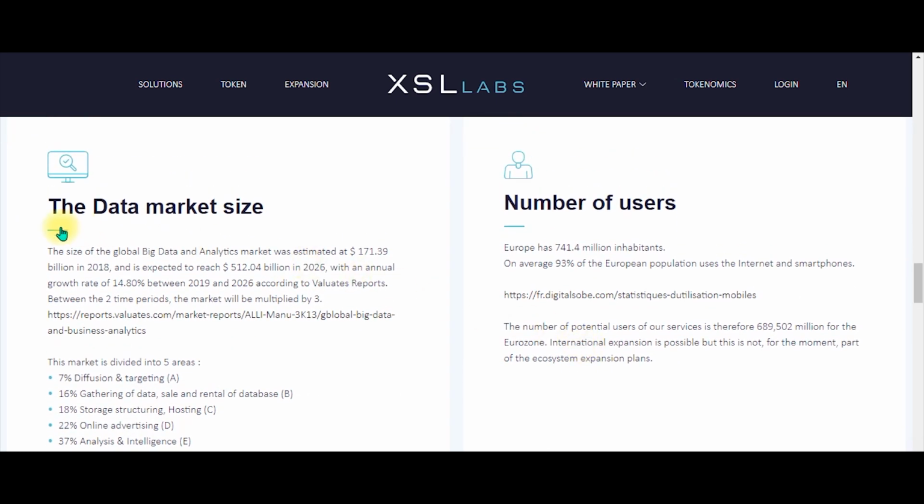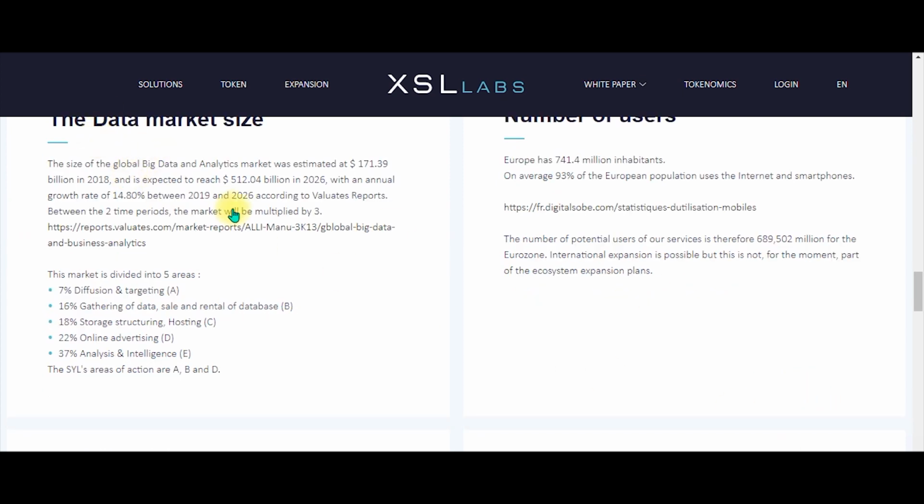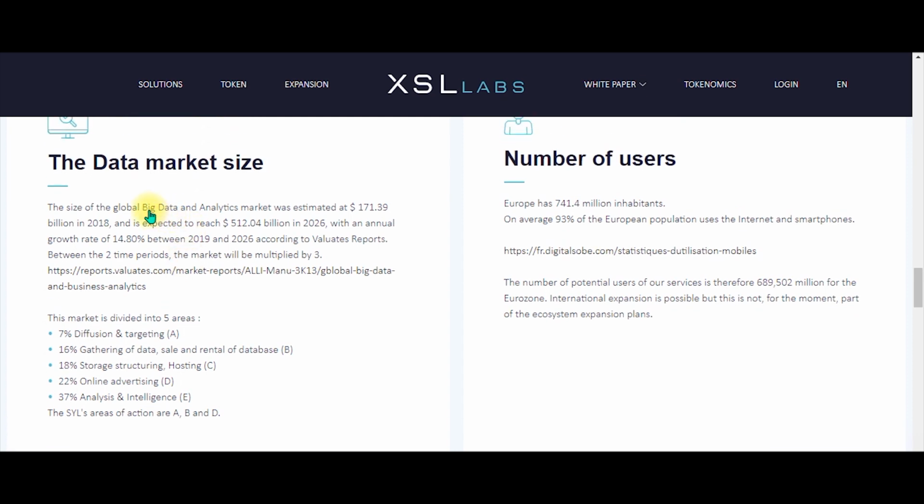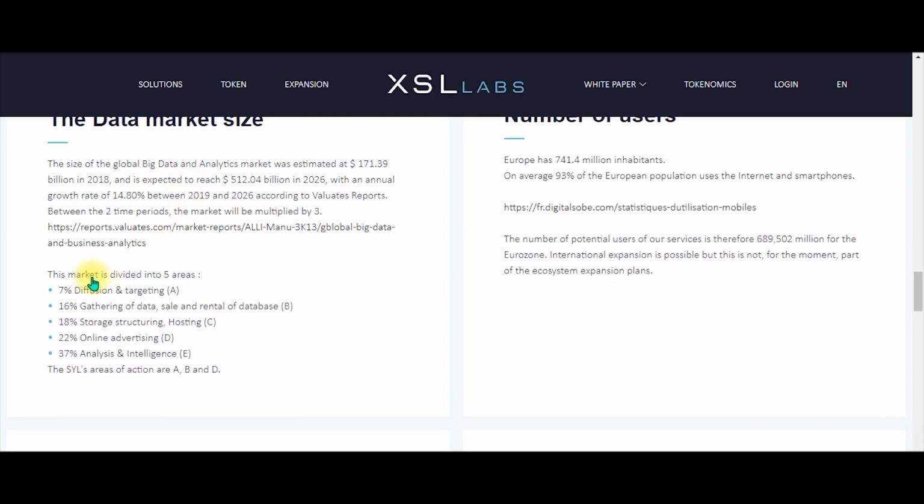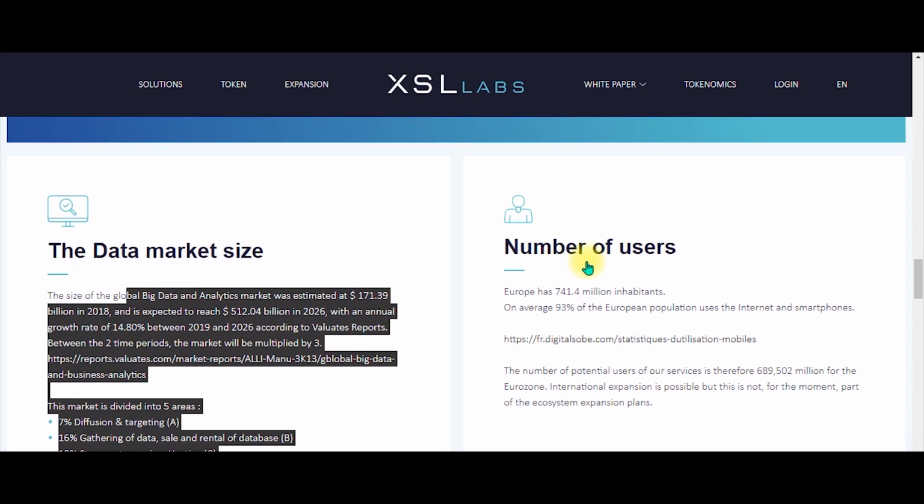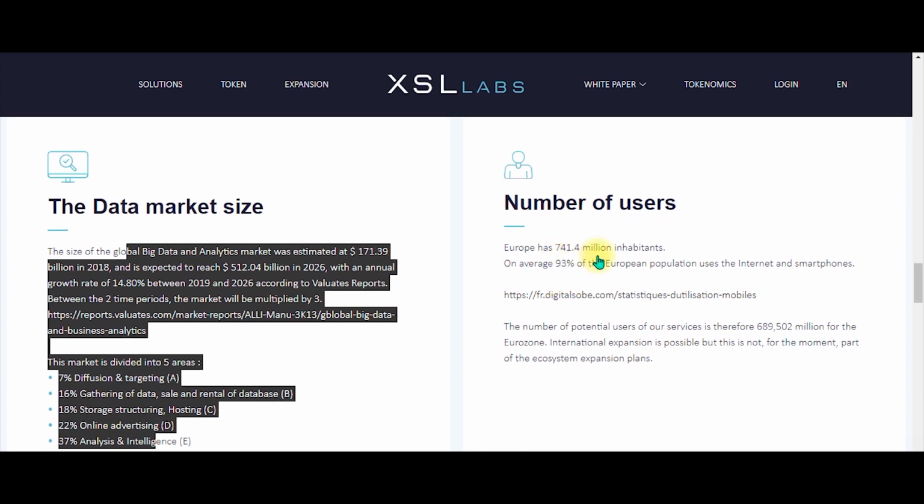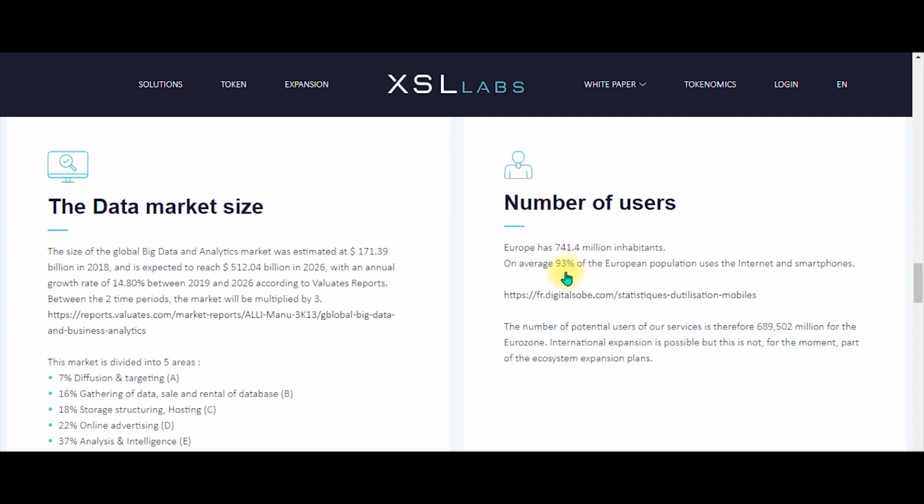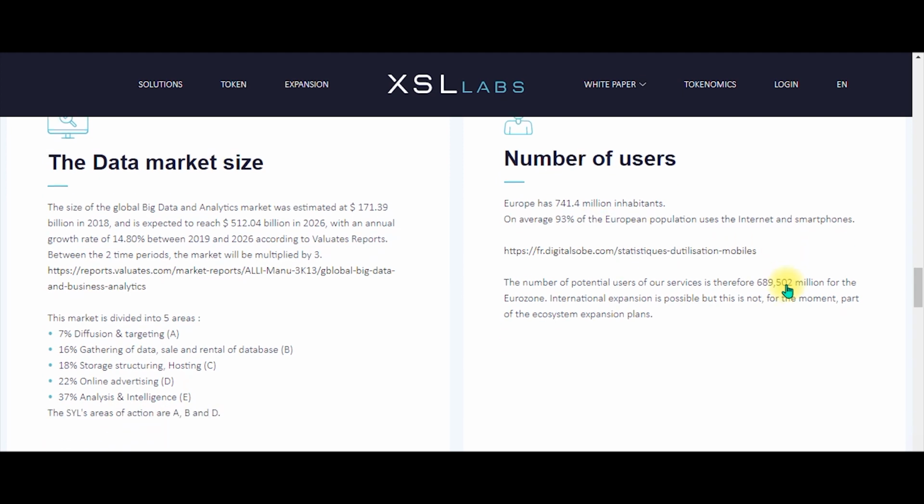Okay, let's go more down, and over here we have the data market size. There's a brief explanation of the global big data that they plan, and the market is divided into 5 areas: diffusion, targeting, gathering of data, online advertising. Like, you can read the details, it's not that much of a big detail. And then the number of users: Europe has 741.4 million inhabitants. On average, 93% use internet and smartphones.